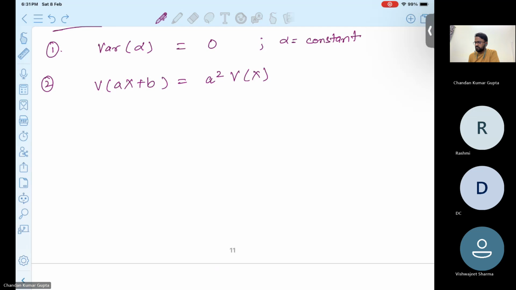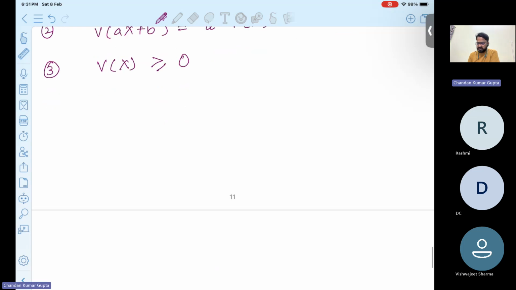And yes, there is also one more property: the variance of a random variable x is always either greater than 0 or equal to 0. So it is a positive or non-negative quantity. So these are mean and variance.